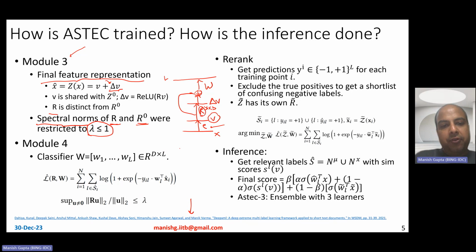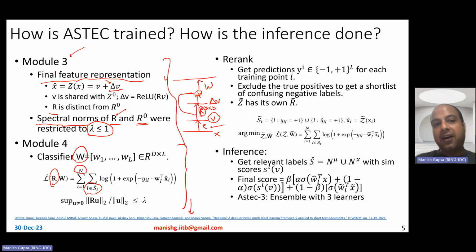So that's that. Now in module 4, of course, module 3 basically just sets it up, but the actual learning happens in module 4, where you essentially use the shortlisted labels and all the training points so as to learn both W and also your transformation matrix R. So that's it. This is the 4-step procedure as Astec would do. Now Astec actually adds another procedure called re-ranking.